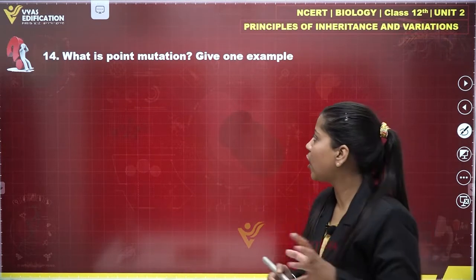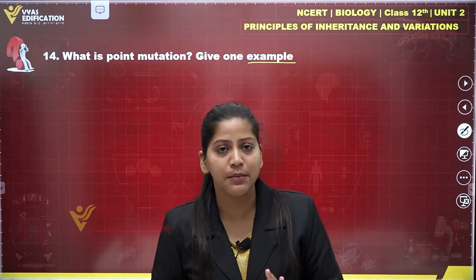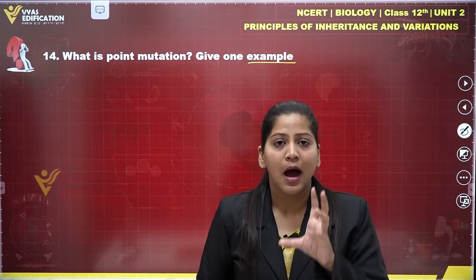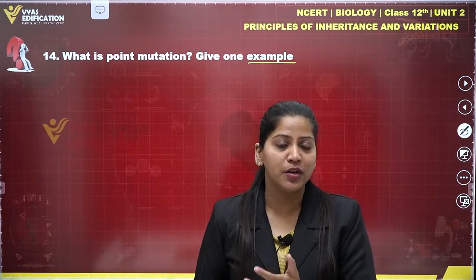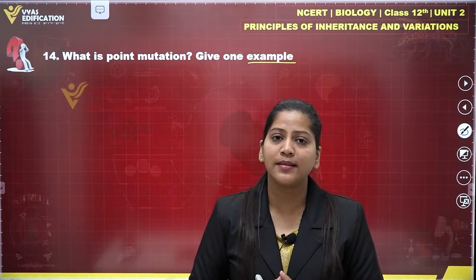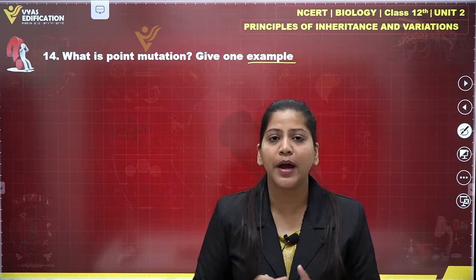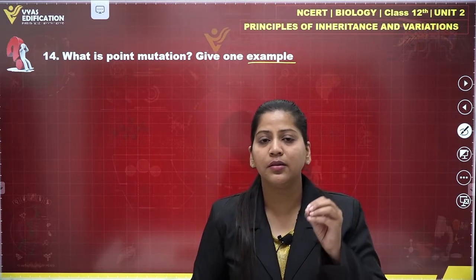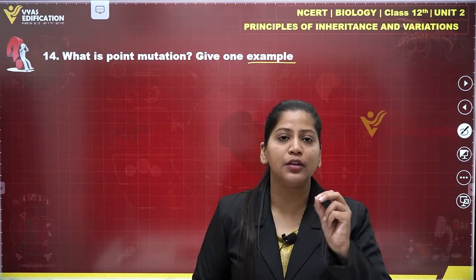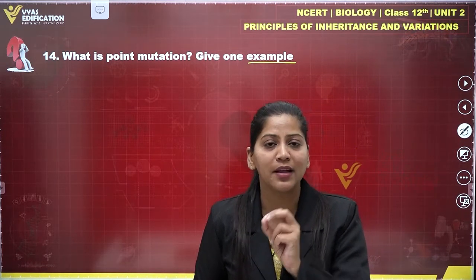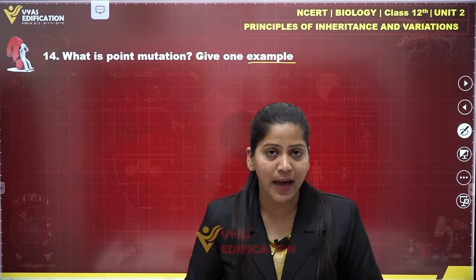Alright, and if we talk about an example, we have sickle cell anemia. Our erythrocytes, our red blood cells, have a normal gene known as the HBB gene. The HBB gene has many nucleotide bases. On the 17th nucleotide base, we have GAG, a codon which codes for the amino acid glutamic acid.